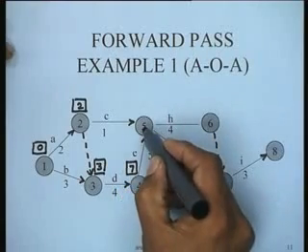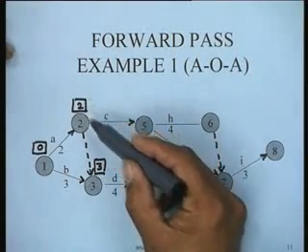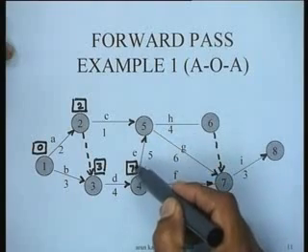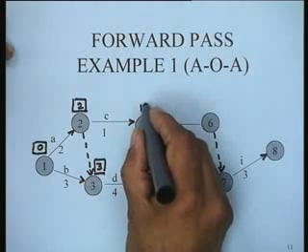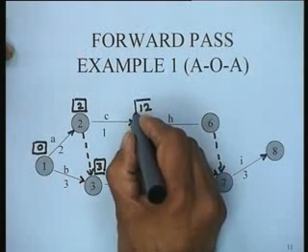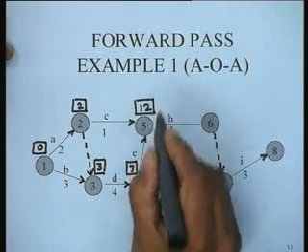Then you look at node 5, we have to take the maximum of 2 plus 1, which is 3, and 7 plus 5, which is 12. So obviously the maximum is 12. So the earliest occurrence time of this node will be 12.